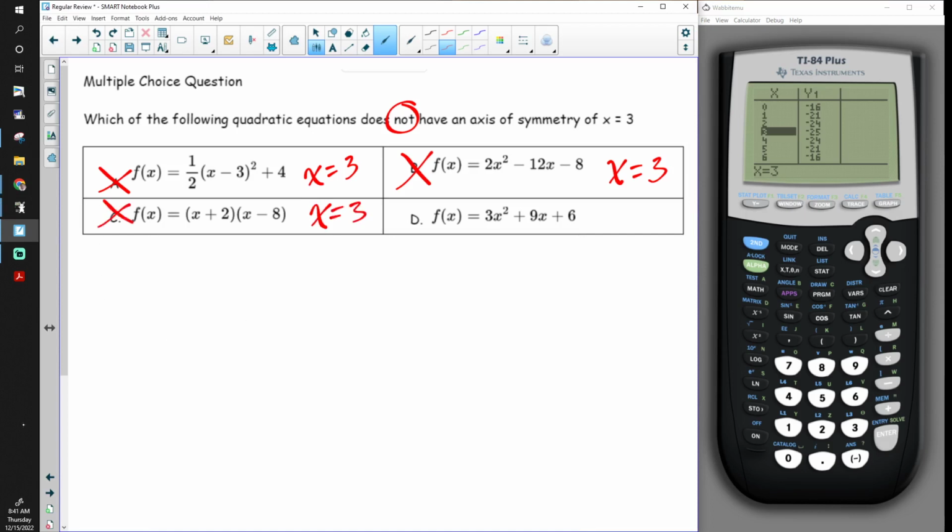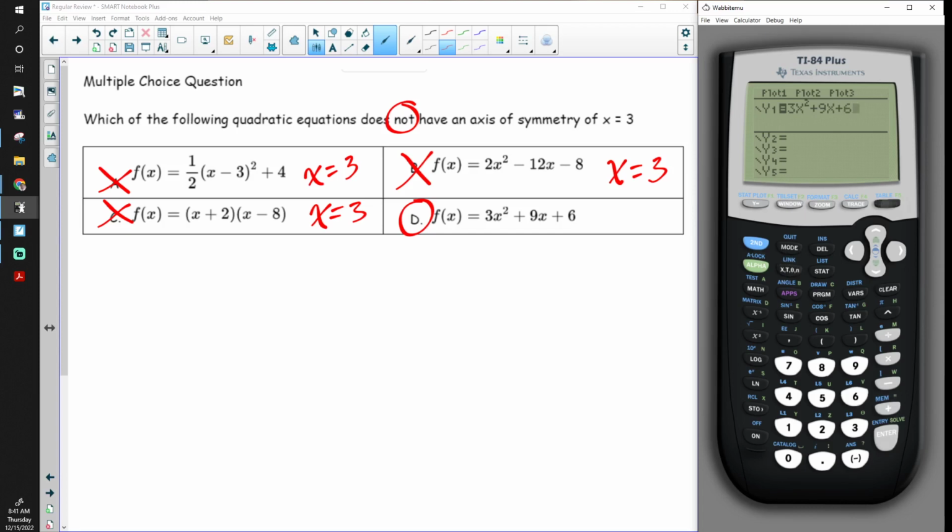Can't be C. Which means which one's our answer? It's got to be D. Well, I'm just going to plug it in really quick just to show you. But if I click my y equals and clear this out, I have 3x squared plus 9x plus 6.